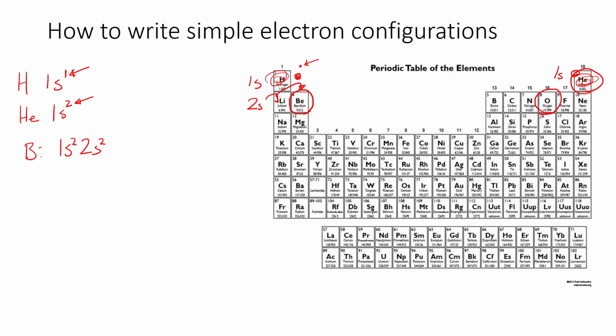What about this oxygen? This is in the 2p, right? We just memorized that. These guys are the 2p. So oxygen is right here in the 2p. 2p how many? 2p1, 2p2, 2p3, 2p4. So 2p4. On top of that, all the stuff that came before, meaning that 2s2 and that 1s2. Make sense? Let's do one more.